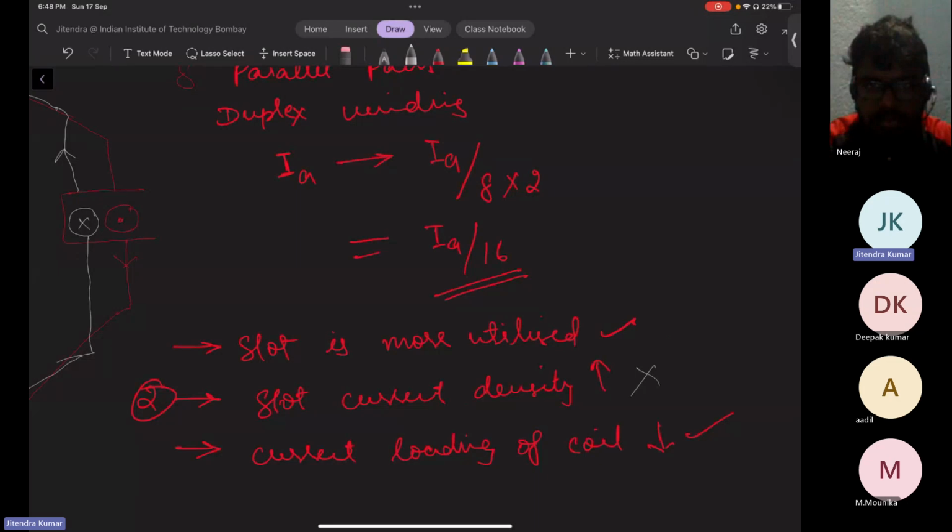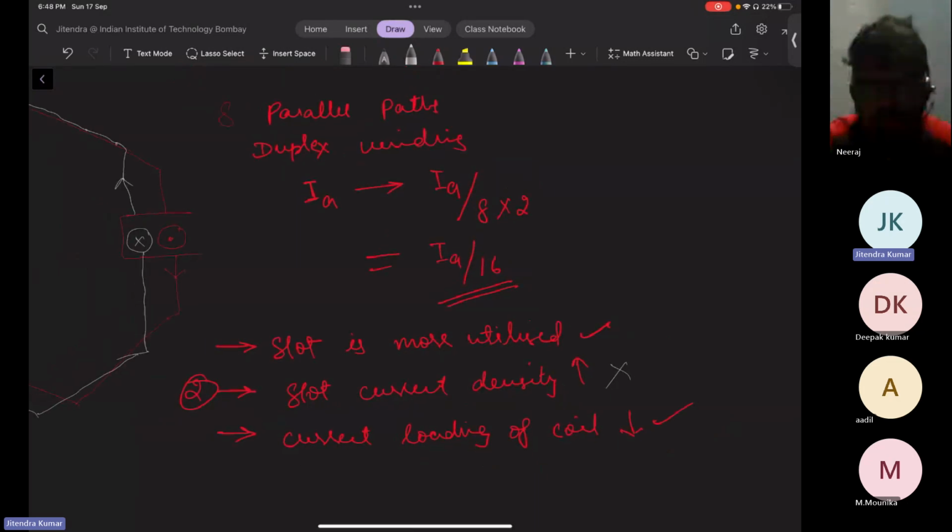Okay, so now is it fine? Is it clear to all of you why duplex winding has double the parallel paths compared to simplex?